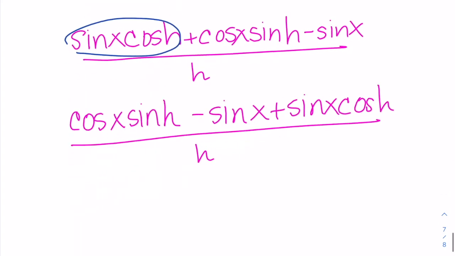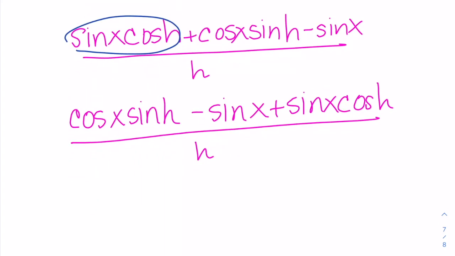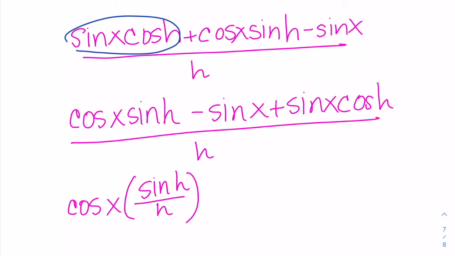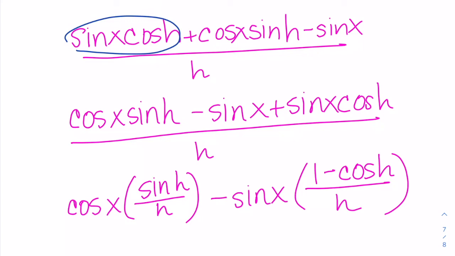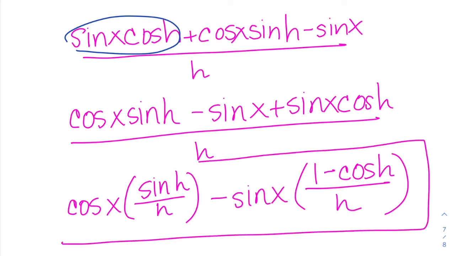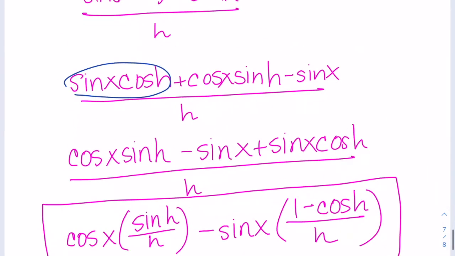So we can start to separate these, because the first one will just be cosine of x, and then we can essentially have those h's together, sine of h over h. And then for the second two, we can factor out the sine of x, and then just really have something with an h. So we have 1 minus cosine of h over h. So that's as far as we can get with the difference quotient, but using those sum and difference formulas.